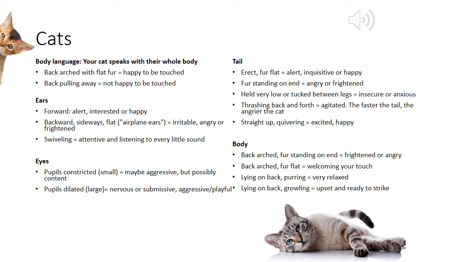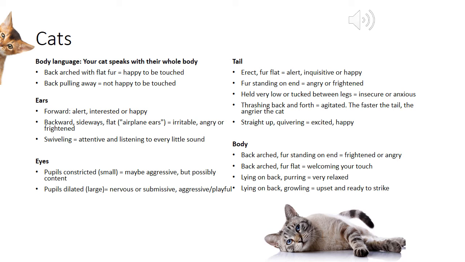Here are some basic clues or some basic rules. Some of them are a little bit confusing, but you'll see why. With their ears, if their ears are forward and alert, it means they're interested or they're happy.